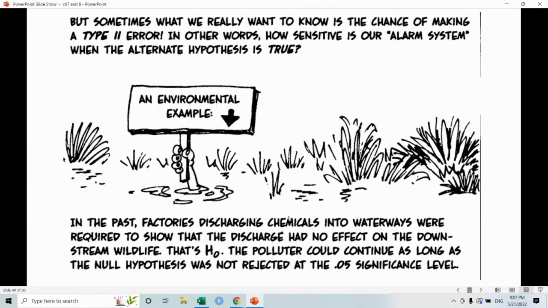Sometimes what we really want to know is the chance of making a type 2 error. In other words, how sensitive is our alarm system? And the alternative hypothesis is true.